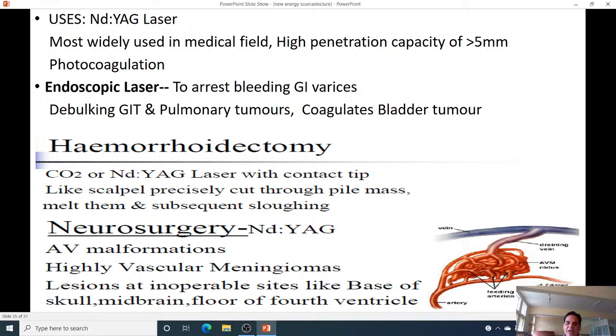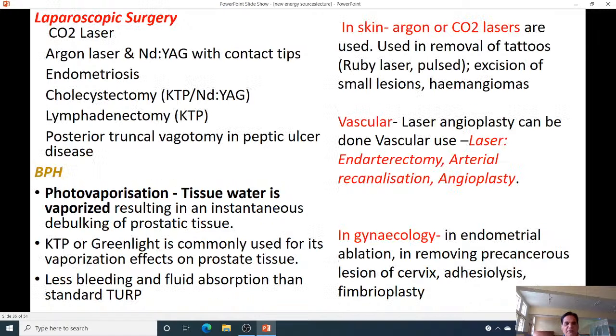In neurosurgery, Nd:YAG laser is very commonly used for AV malformation, vascular meningiomas, and lesions at inoperable sites like the midbrain, base of skull, and third or fourth ventricle. So laser has changed the dimensions of surgery. In laparoscopic surgery, we use CO2 laser. For skin, argon or CO2 laser. For vascular, laser is mainly used for laser angioplasty. And the most important use of laser is EVLA.